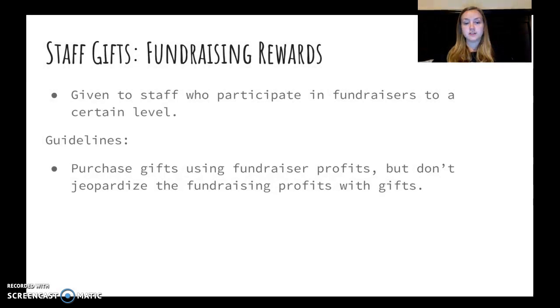The first, again, is fundraising rewards, and these are pretty much the same guidelines as student awards. Obviously, you don't need to worry about things being age-appropriate with staff, but they also should be school-appropriate. Obviously, you don't want to be giving staff alcohol or something like that as a fundraising reward, but you do want to make sure that, again, you're not eating into too much of your fundraising profits in order to give out these awards.